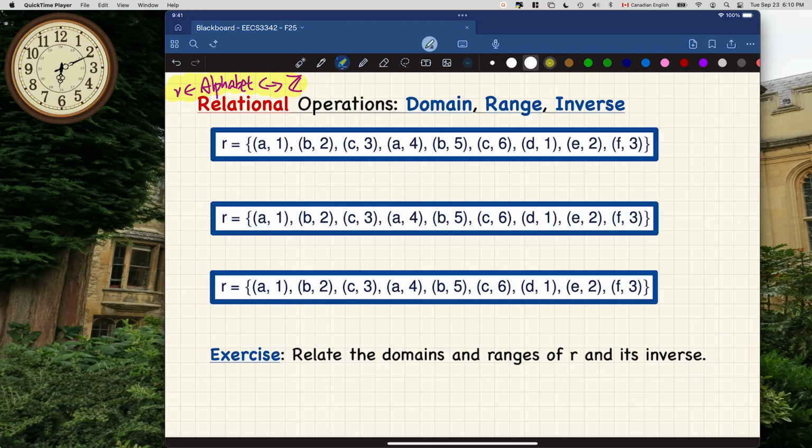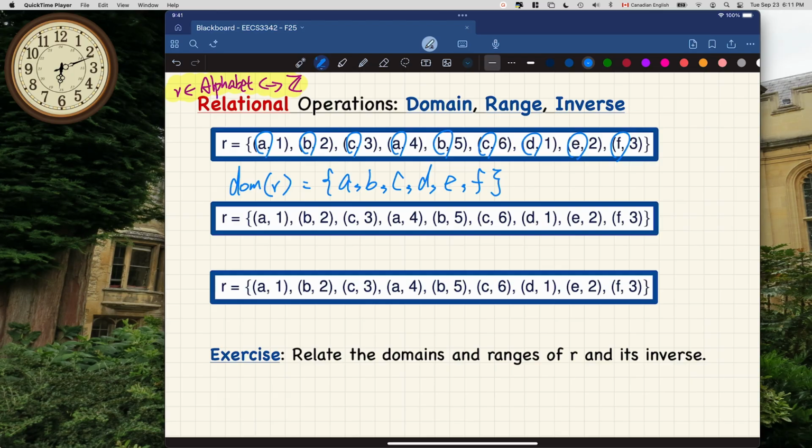Let's talk about domain, range, and inverse. And we'll do a little bit of algebraic properties, which will be the exercise. Let's start with domain. Domain of R: you just pick the first element of every pair in the relation. So it'll be A, B, C, D, E, F, and make a set out of them without any duplicates. So that would simply be A, B, C, D, E, and F. That's the domain: all the first elements combined together without duplicates, and ordering doesn't matter.